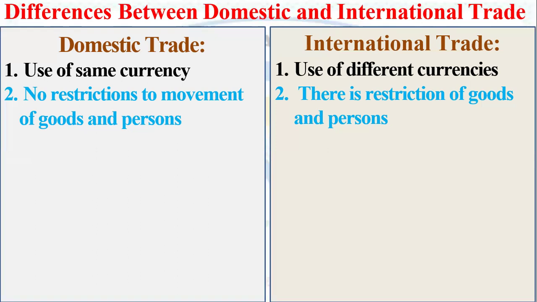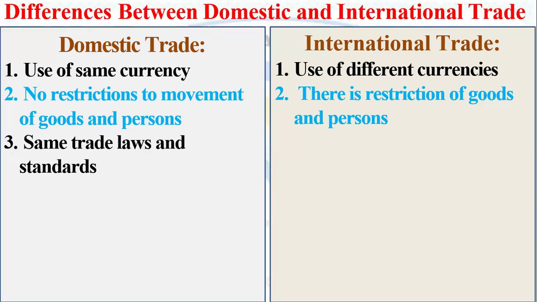So these are all measures that are put in place to either prevent or reduce the free movement of people and goods from one country to the other. And these are what we call restrictions to international trade, right? Now, in domestic trade, the laws governing the standards of the given commodity are the same. So the laws governing the production of the commodity will be the same, the standards will also be the same.